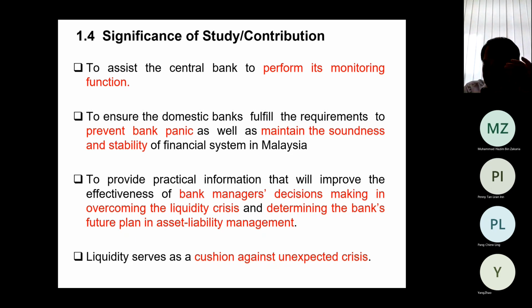There is a mechanism that the central bank imposes on commercial banks. That one I'm not going to detail. The second one is to prevent bank panic. Each bank has to maintain a certain percentage of liquidity. The purpose is, in case a big customer comes and withdraws, the bank has the spare amount to pay the customer. Therefore, under the bank rule, each bank needs to maintain a certain percentage of reserve in order to prevent bank panic. The third one is this will help the manager.